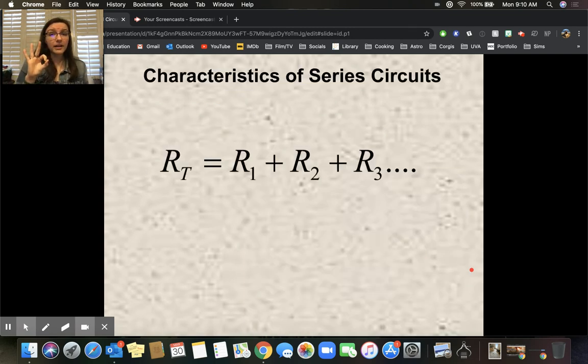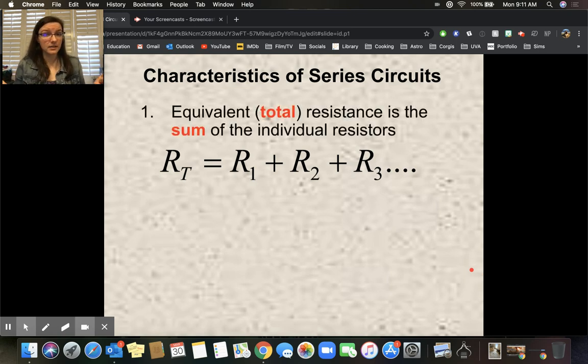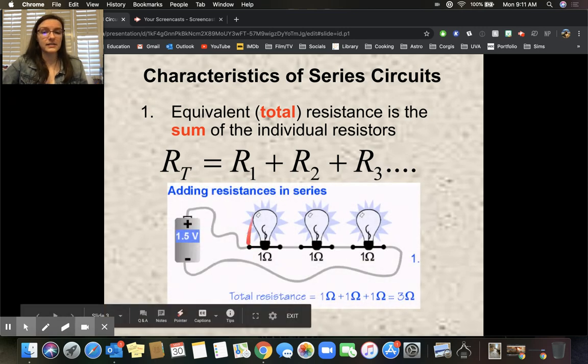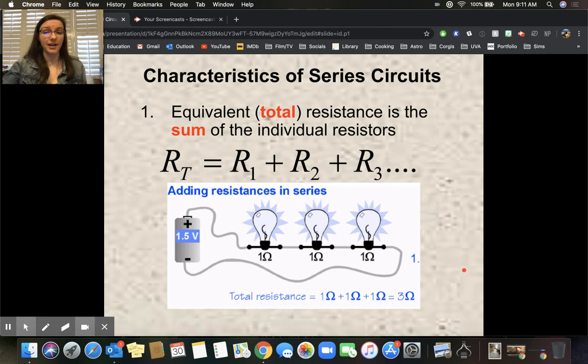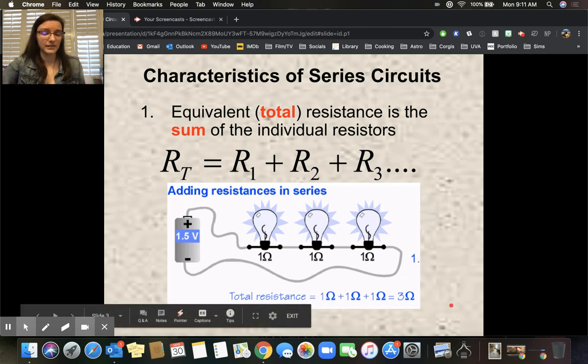There are three main characteristics of a series circuit, aligning with the three parts of Ohm's law: resistance, voltage, and current. So first, resistance. Series circuits treat resistance super easily. The total, or the equivalent resistance, for the entire circuit is the sum of all of the individual pieces. So here I have a series circuit where I've got three resistors, each with a resistance of 1 ohm. That means the total resistance for the entire circuit, I just add those three up, and I have a total resistance of 3 ohms.